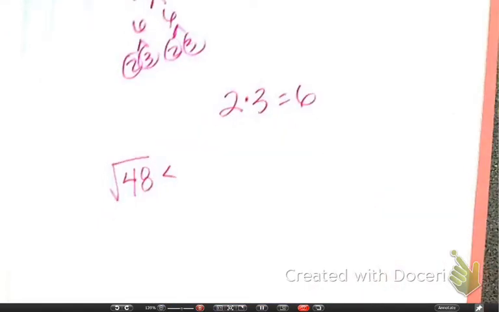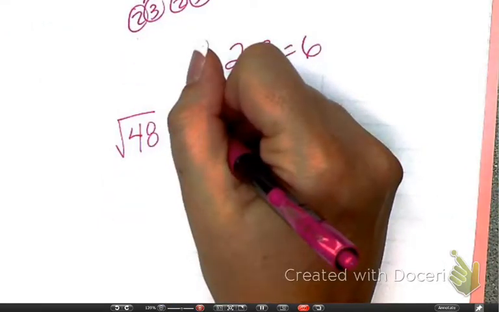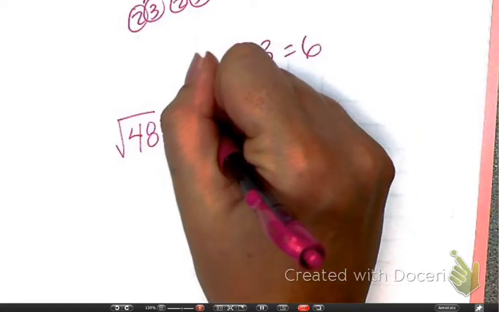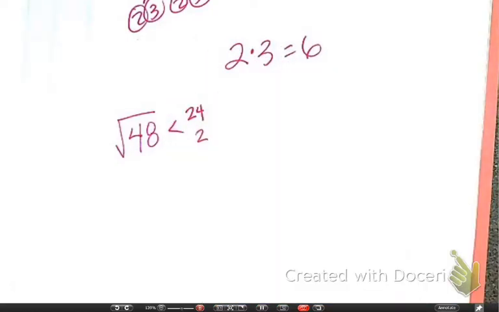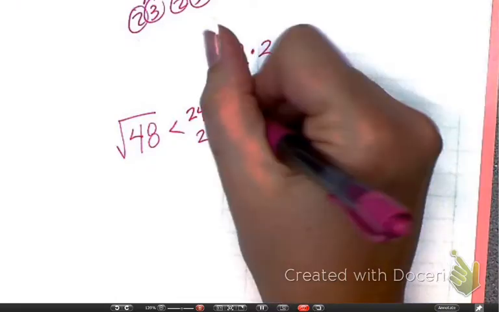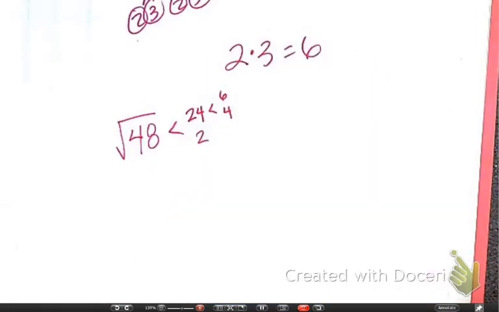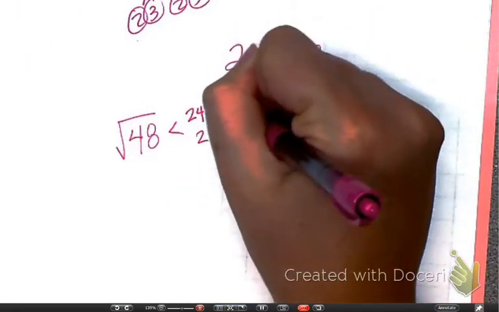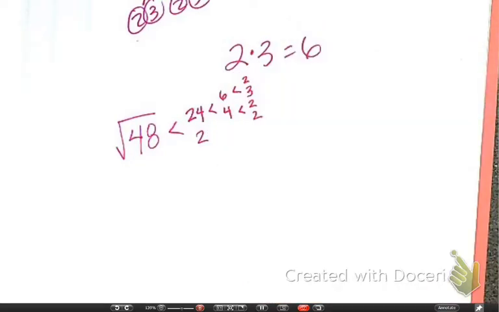Two numbers that multiply to 48. Did I hear? 24 and 2. Okay. 6 and 8 works. Doesn't matter what you choose as long as it actually multiplies to 48. 24 breaks down. I'm going to do 6 and 4. 2 and 3. 2 and 2. It doesn't matter how you break it down because you are breaking it down to prime numbers. You will all end up with the same prime numbers at the end.